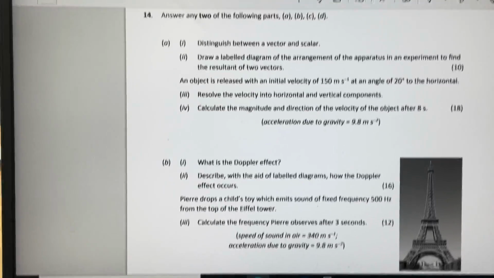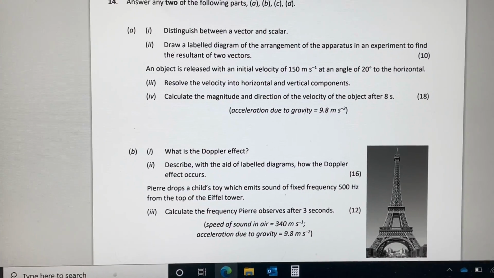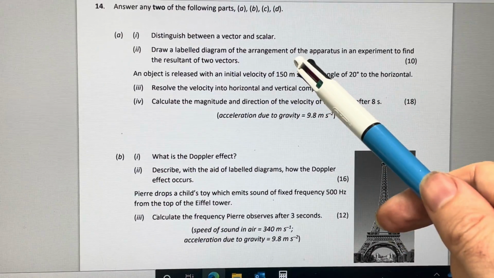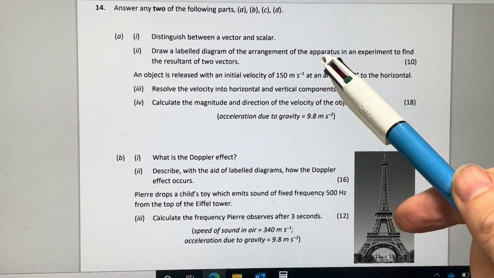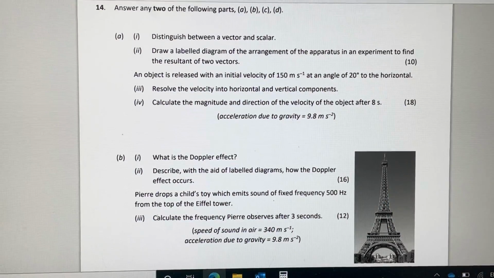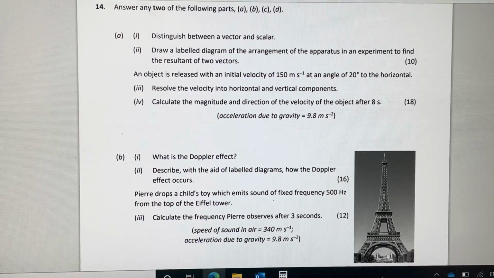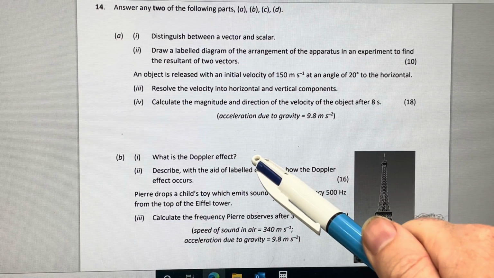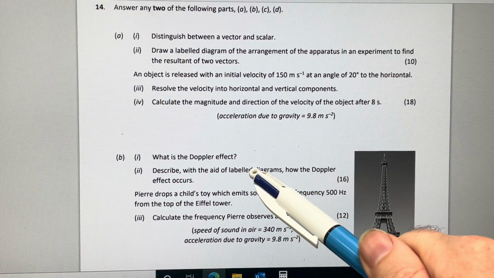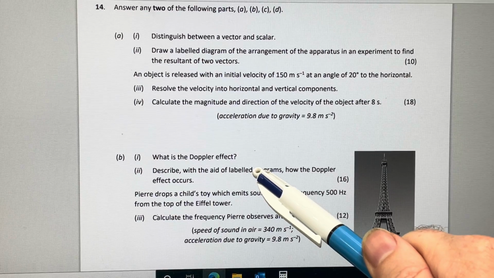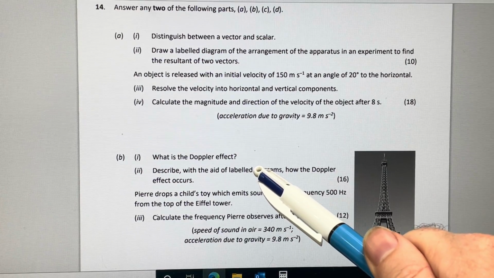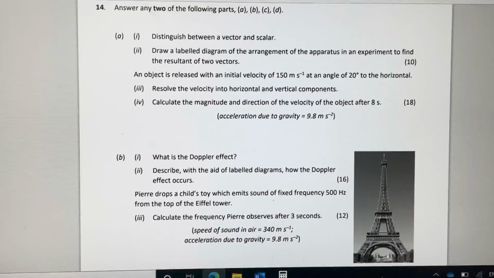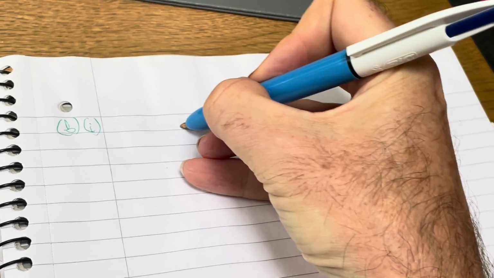So that part A is pretty standard. Now, I suppose the one slight thing is that they're bringing experiments into the non-experiment questions, so that might throw people a little bit. But Doppler effect, they love the Doppler effect. So what is the Doppler effect? It is the increase or decrease of the apparent frequency of a wave due to the velocity of the source. And we could probably explain it using a diagram.